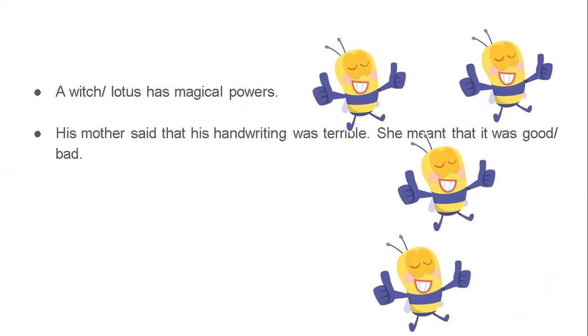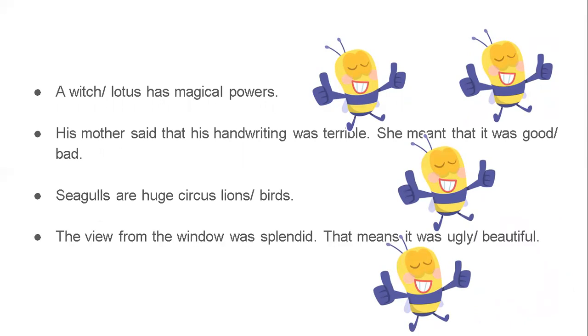And now I have four more questions for you before we end. A witch or a lotus has magical powers. His mother said that his handwriting was terrible. She meant that it was good or bad. Seagulls are huge circus lions or birds. And the view from the window was splendid. That means it was ugly or beautiful.